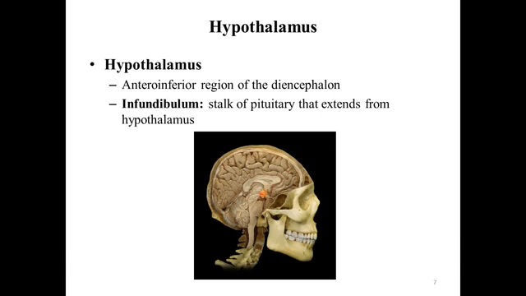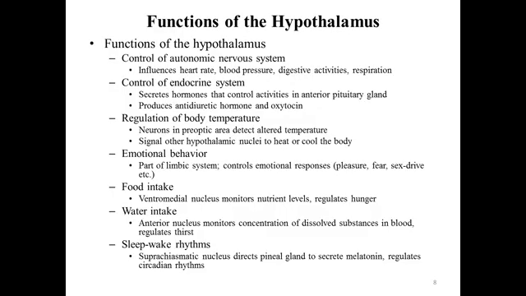The hypothalamus, highlighted in orange in the image, is the antero-inferior region of the diencephalon. A thin, stalk-like infundibulum extends inferiorly from the hypothalamus to attach to the pituitary gland. The hypothalamus has numerous functions that are controlled by specific nuclei.